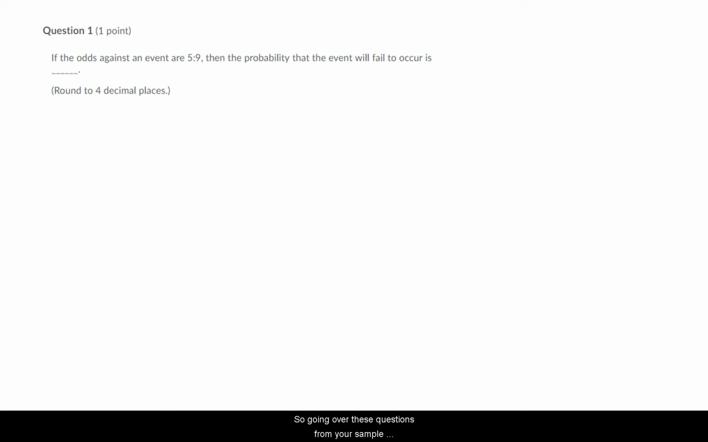So going over these questions from your sample quiz. Question number one, you were asked the odds against an event are 5 to 9. You want to know the probability that the event will fail. Whenever you're dealing with odds against, and that's the operative word here, odds against, you have the number of failures first and the number of successes second.